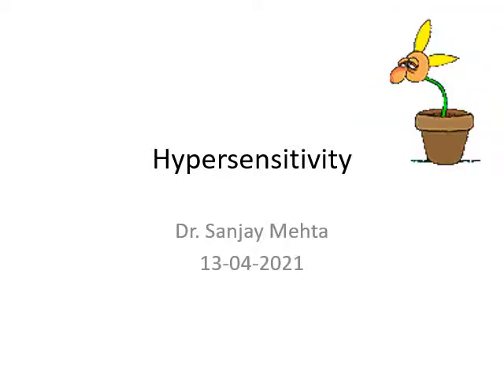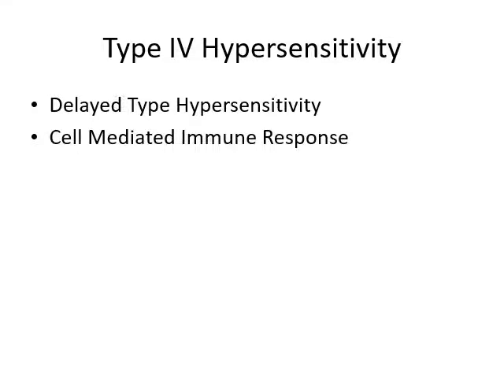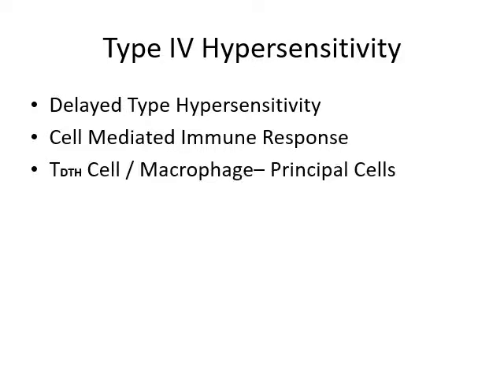Hello friends, today we will discuss type 4 hypersensitivity. Type 4 hypersensitivity differs from type 1, 2 and 3 in several different aspects. It is delayed type hypersensitivity. It is mediated by cells, so it is a cell mediated immune response, and the principal cells which are involved in hypersensitivity reactions are DTH T cells and macrophages.